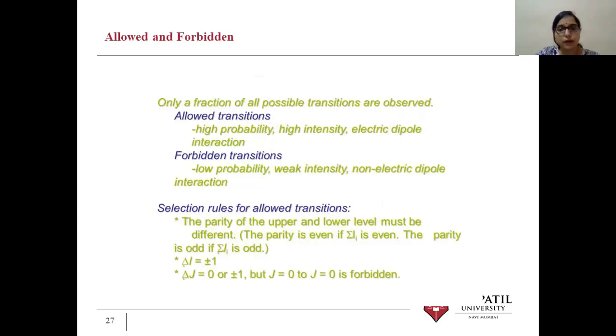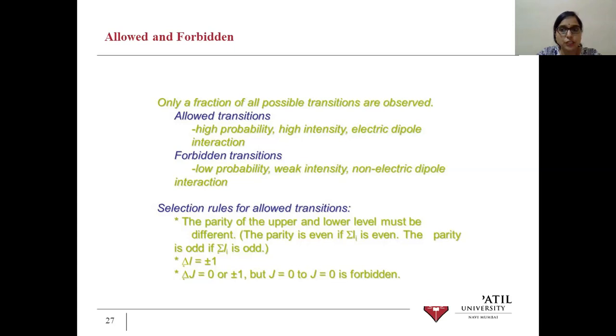In this slide, if I repeat, only a fraction of all possible transitions are observed. Allowed transitions are high probability, high intensity, electric dipole moment interaction transitions. Whereas forbidden transitions happen because there is very low probability, the intensity is very weak, and the electric dipole interaction is actually not there. Now, selection rules for allowed transitions: the parity of the upper and lower level must be different, and the parity change is odd.